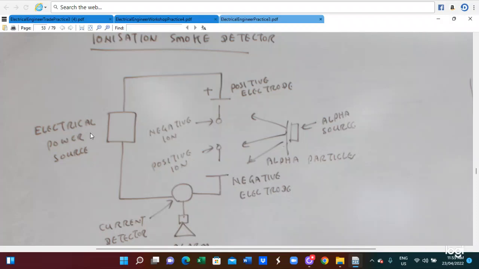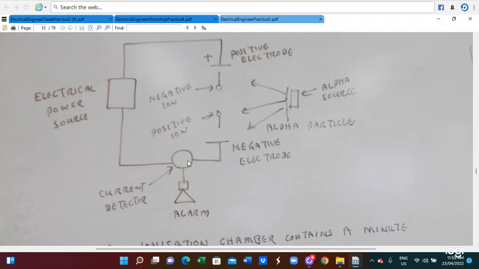This is the electrical power source, and this is the positive and negative side, the positive electrode and the negative electrode. When the main power fails, there will be alpha particles. When smoke comes in, the alpha particles are affected between the chamber. Therefore, the electrical current conducted from the positive and negative charge changes, and then this will sound the alarm.